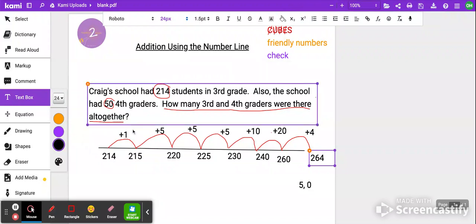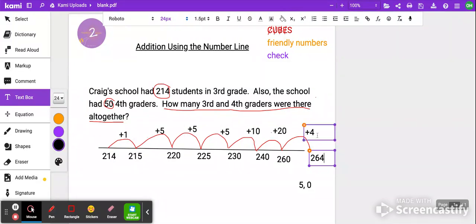And then they added 50. So let's make sure that we've added 50 here. 20, 30, 35, 40, 45, 46, 47, 48, 49, and 50. Very good. And then we've jumped from 214, or increased from 214 to 215.